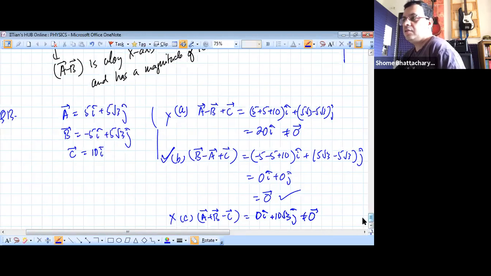So is it clear? Null vector doesn't have any direction. उसका कोई direction नहीं होता है because उसका magnitude 0 है. It's basically an arrow which does not have any length. So it's basically nothing. Null vector is basically 0. It's nullity.